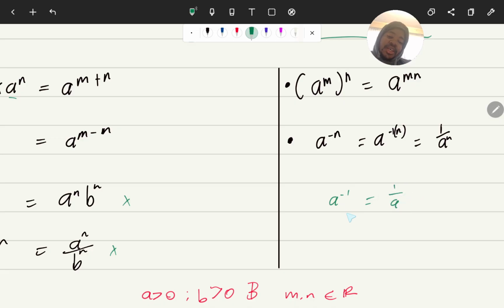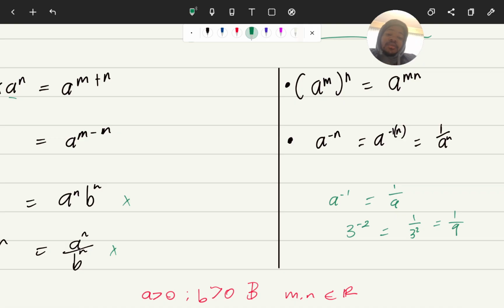But now, if this has a number like here, negative n, it's going to be 1 over a to the power of n. Like 3 to the power of negative 2, it's going to be the same as 1 over 3 squared, which is going to be 1 over 9. So these are the laws of exponents, and when we are applying them, remember both a and b have to be nonzero, and both m and n have to be real numbers.